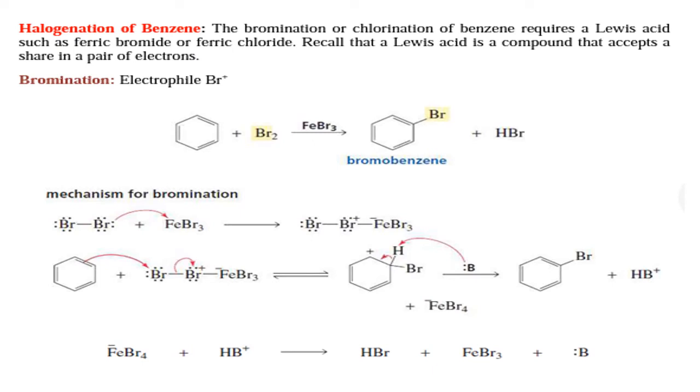Halogenation of benzene. The bromination or chlorination of benzene requires a Lewis acid such as ferric chloride or ferric bromide. A Lewis acid is a compound that accepts a share in a pair of electrons.